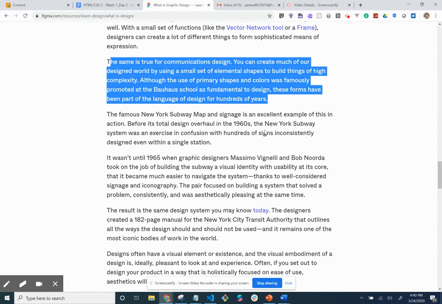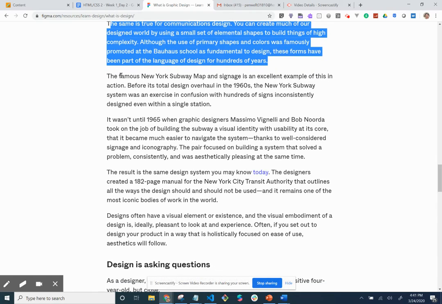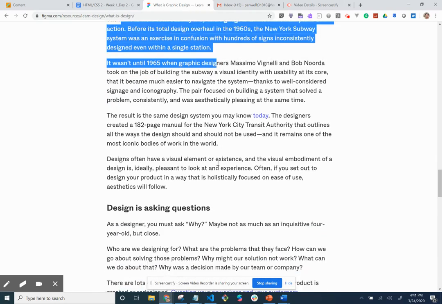Although the use of primary shapes and colors are famously promoted at the Bauhaus school as fundamentals to design, these forms have been part of the language of design for hundreds of years. So it tells an interesting story about the New York subway map. I'm not going to get into that.